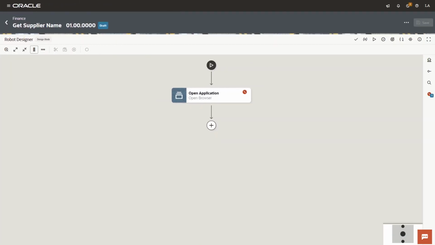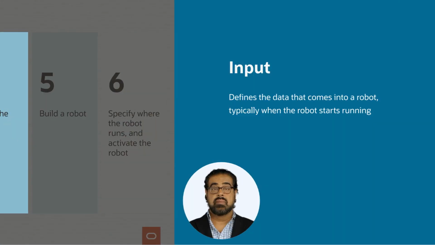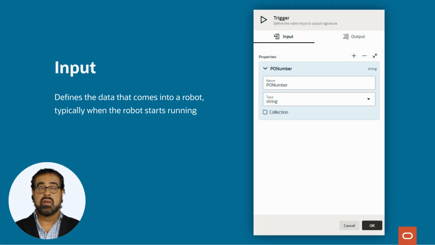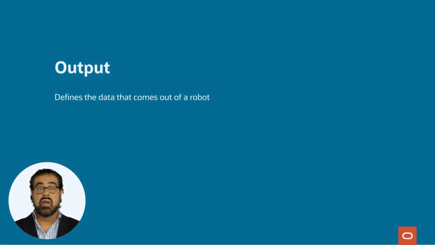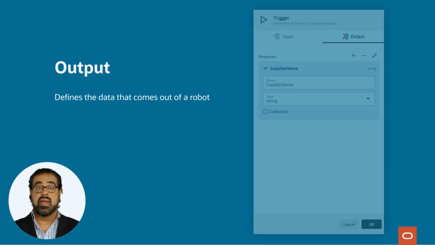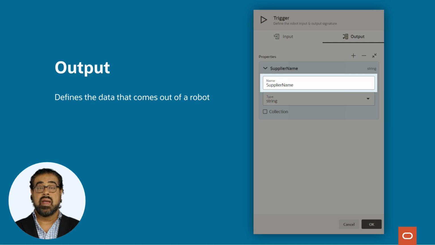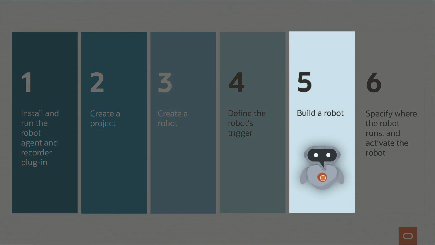The canvas opens. Now it's time to define the robot's trigger. A trigger's input defines the data that comes into a robot, typically when the robot starts running. The robot requires a purchase order number, so the input for this robot is a PO number. A trigger's output defines the data that comes out of a robot. The output for this robot is the supplier name on the purchase order. Let's build the robot now.